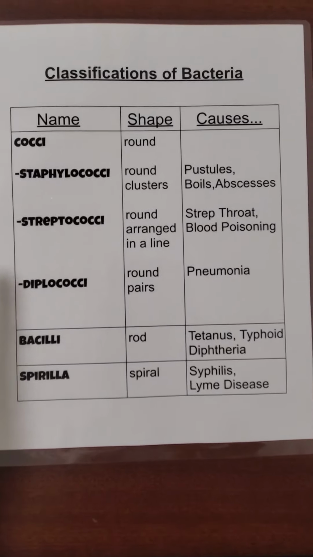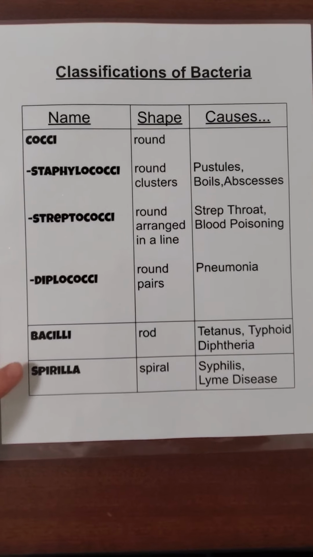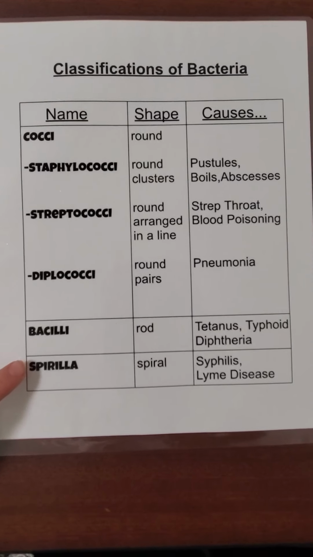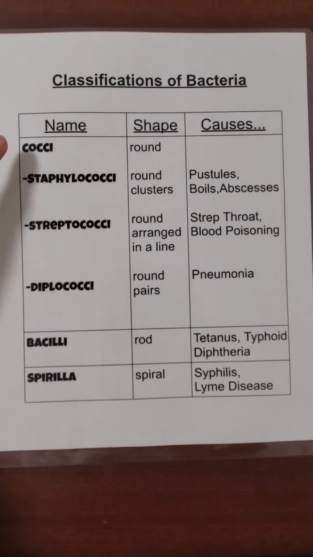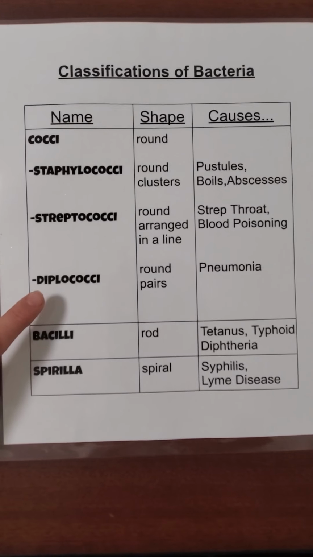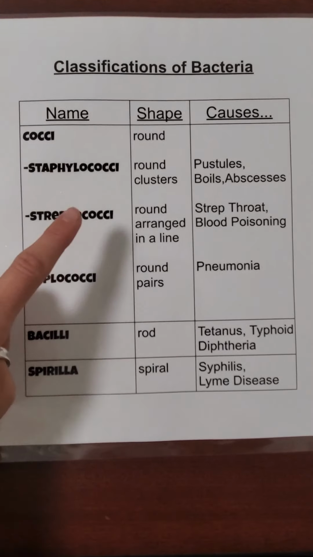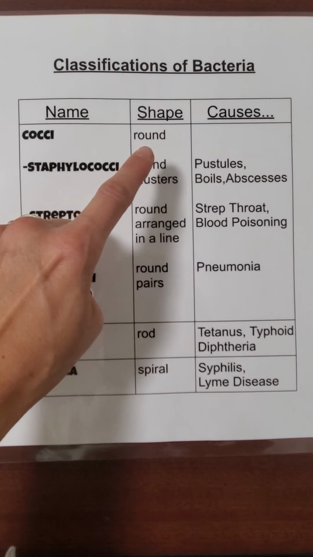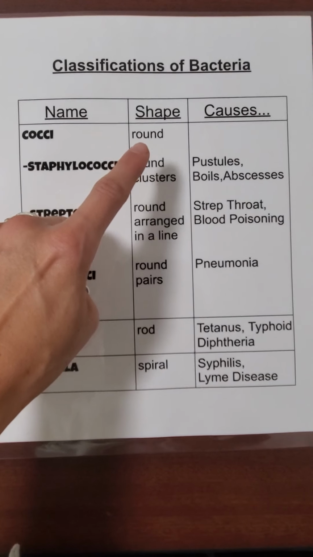First, we have cocci. Second, we have bacilli. And third, we have spirilla. Cocci is divided into three different subcategories: staphylococci, streptococci, and diplococci. The cocci category means it is a round-shaped bacteria.